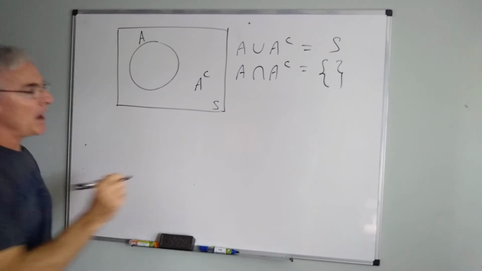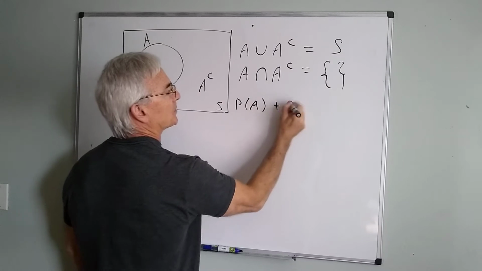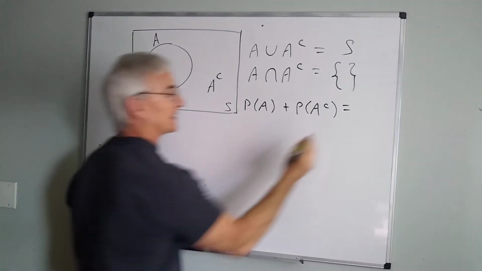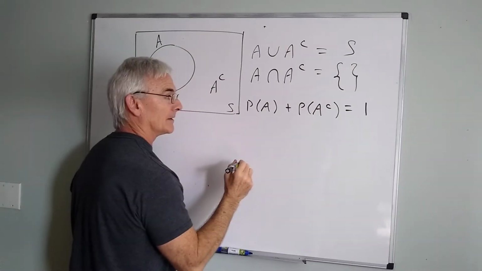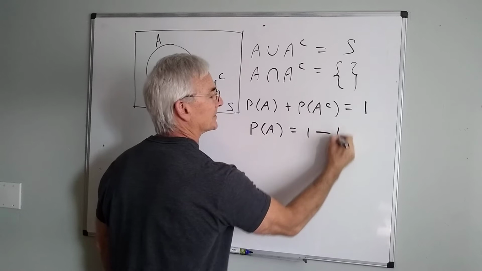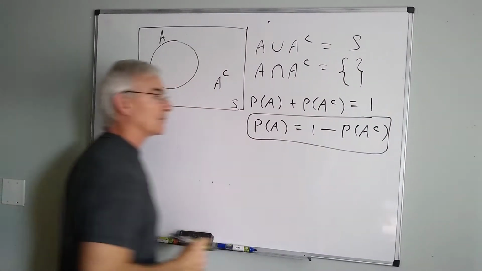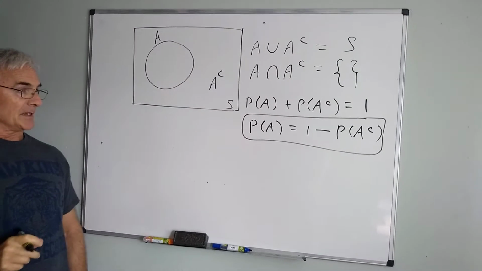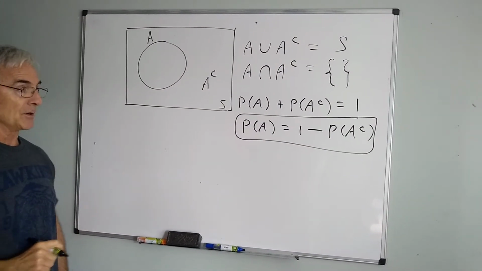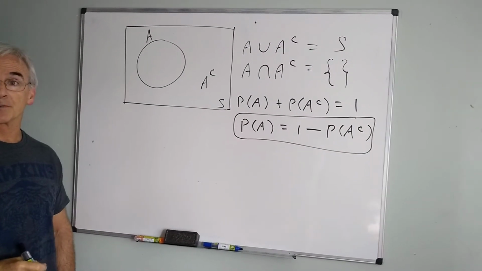So with that in mind, we can say that the probability of A plus the probability of A complement must equal the probability of the sample space, or 1. And that gives us then the probability of A is 1 minus the probability of A complement, which is a very powerful formula. It comes down to this. If calculating the probability of A is more difficult than calculating the probability of its complement, then you simply find the probability of its complement.